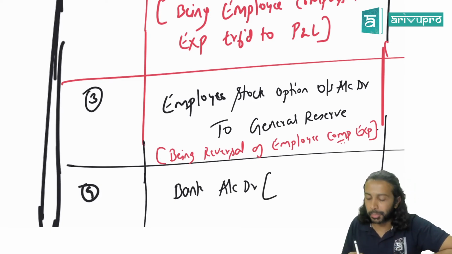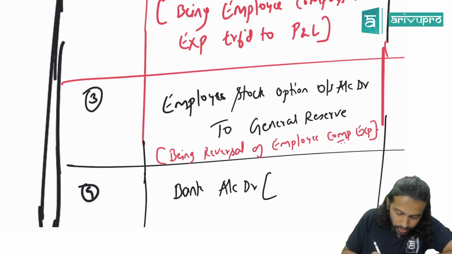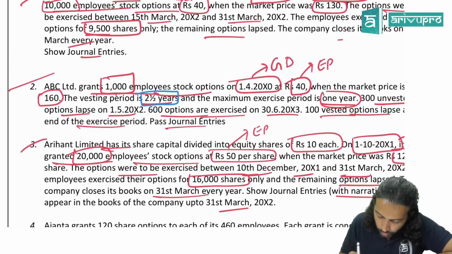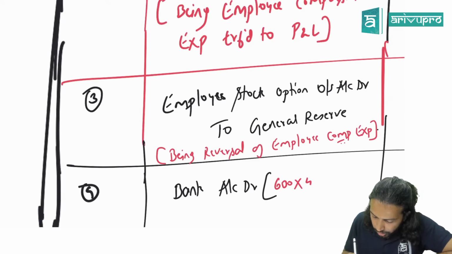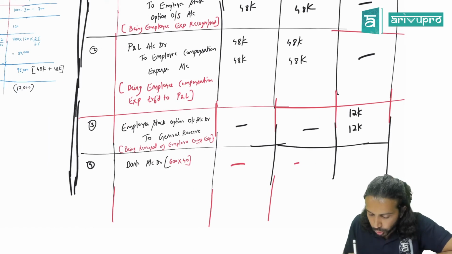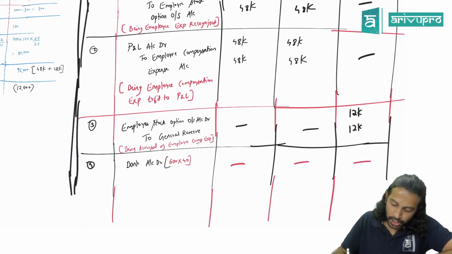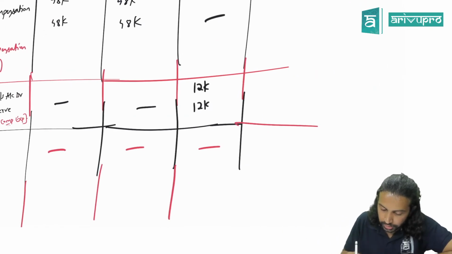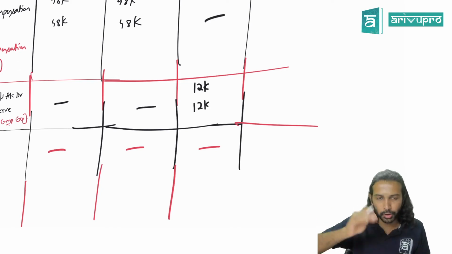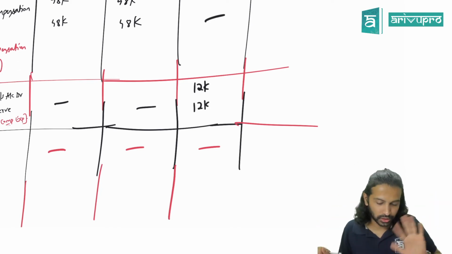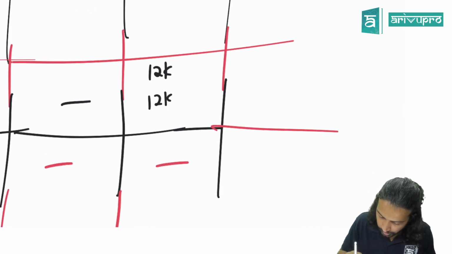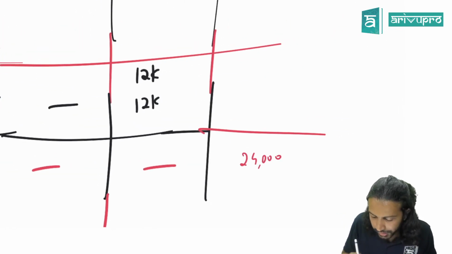How many shares did they buy, sir? 600. On one share, how much are they paying? What is the exercise price given in the question? 40. So 600 into 40, how much are you getting? When did they buy? Year 1? Year 2? Year 3? No. So in year 4 you should write. That is one thing you should bear in mind for columnar format: update the correct column. If you update in year 3, gone. So that is one thing you need to watch out for. So how much is this? 600 into 40 is 24,000. So bank account debit 24,000.